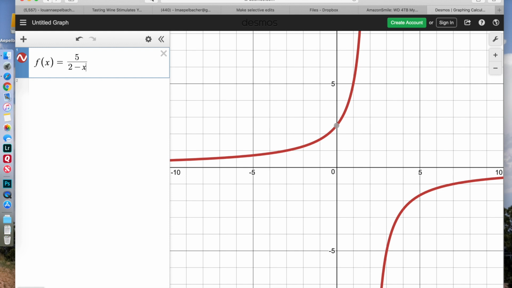And the question is asking about the domain, and you want to figure out the domains algebraically, and I've got that in the other portion of the video, but just so that you can see the x value that's missing, if you can follow along here, you can see that the graph has an asymptote at x equals 2, and so x equals 2 is the value missing from the domain.